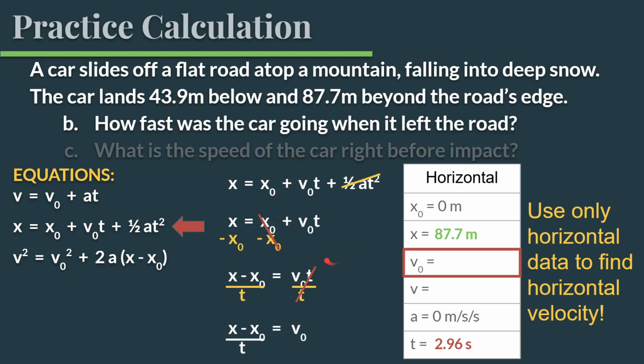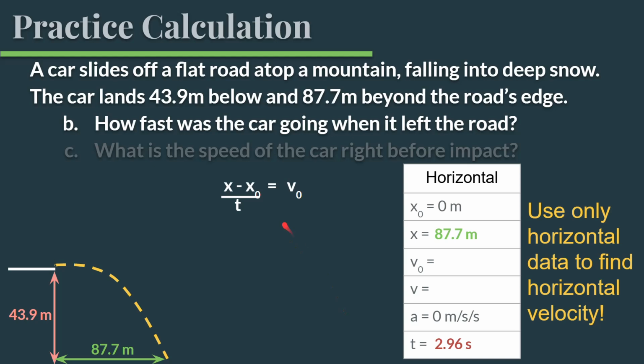All right, so now we can substitute into this equation. So let's go ahead and do that. X minus x naught is 87.7 minus 0. So 87.7 divided by 2.96 gives me an initial velocity of 29.63 meters per second. And I can now add that to my table.